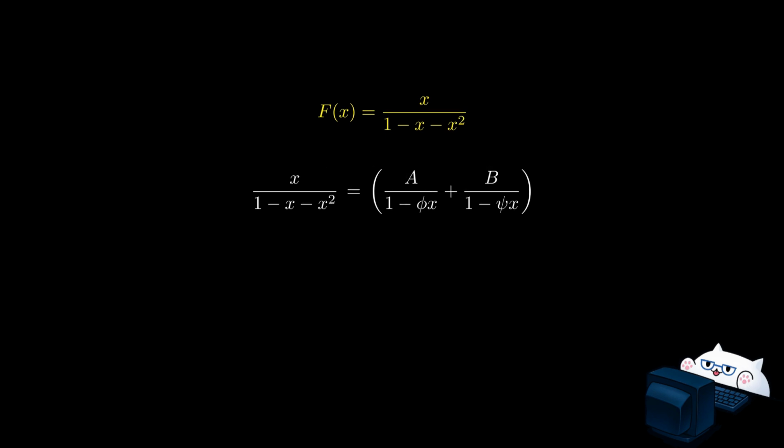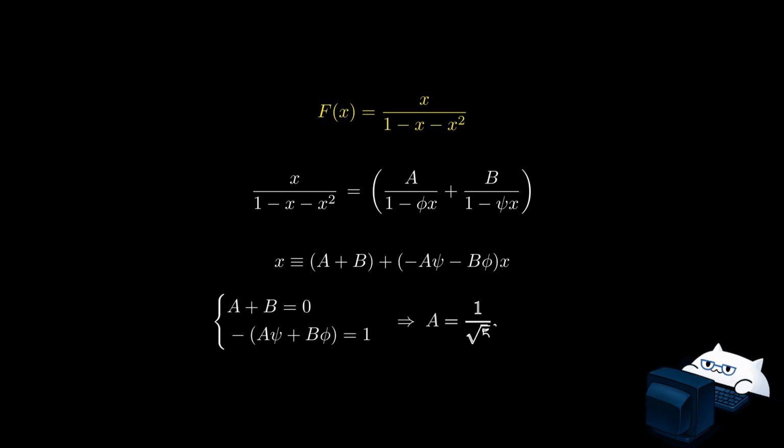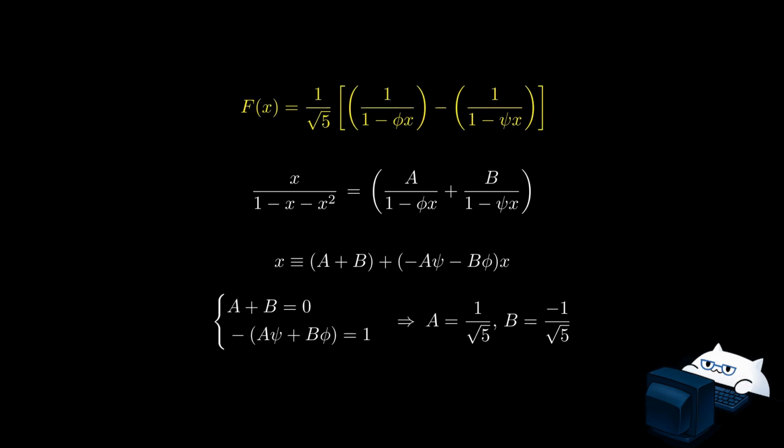Solving now for the constants a and b, we can form a system of equations arising from the equivalence condition. Here we have found a equal to 1 over square root 5 and b equal to minus 1 over square root 5. Substituting back into the generating function, we obtain this equivalent form.